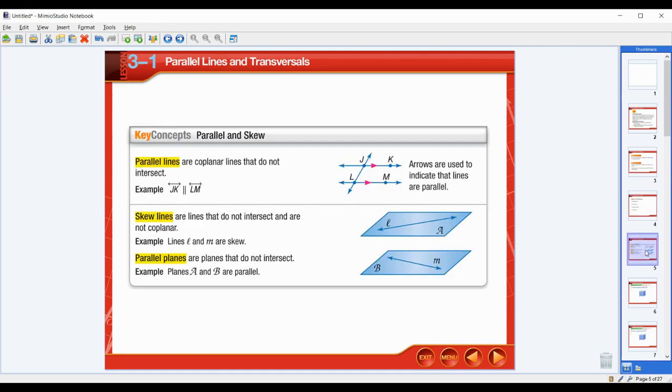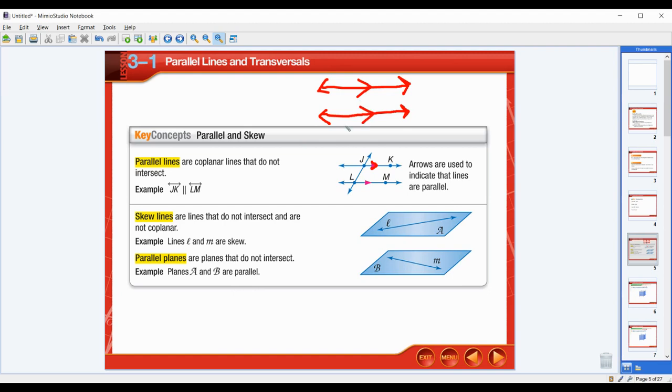First thing up, parallel lines. Parallel lines are coplanar lines that do not intersect. I know we've talked about this before, but there are some new symbols for us to notice. You see these pink or purple arrows here. Anytime you see those on a line, that means these two lines are parallel, which means they will never intersect.